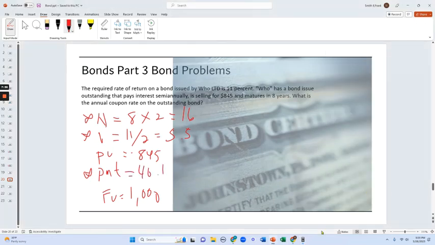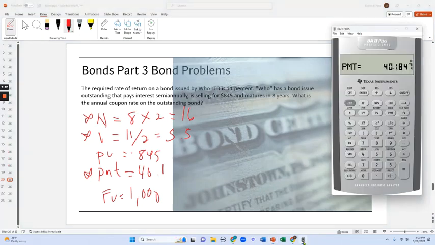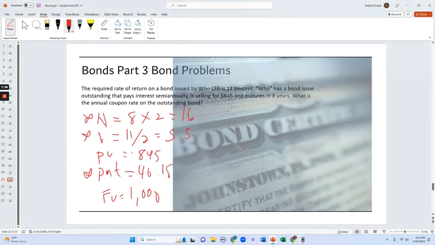I've got to pull it up again. Sorry, so the screen goes away. 18 cents, $40.18. But guess what? We get that twice a year. So we're actually going to get $80.36 a year.